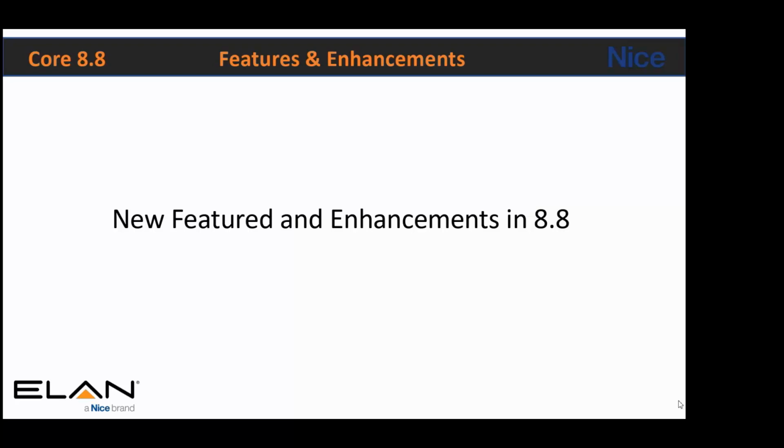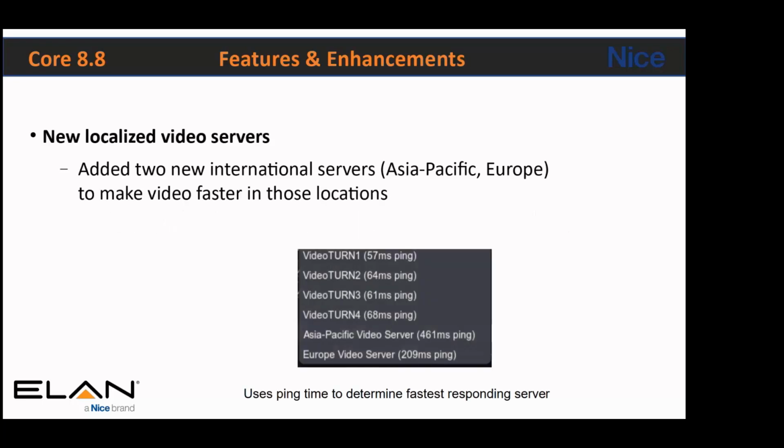All right, there's a lot of other features. Those are just two of the big features, or three of the big features, but there's a lot more. So, localized video servers. If an end user wanted to watch a camera on his mobile device when he wasn't at home, so not local, then the video would go to the cloud, which would be one of these 4 servers, and then back to their mobile device. But we added more servers. So we added one in the Asia Pacific region and one in Europe, which will really speed things up.